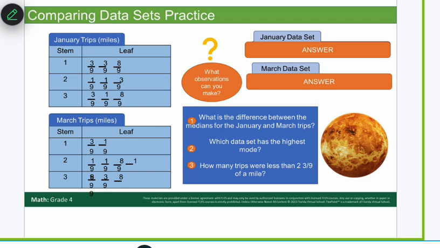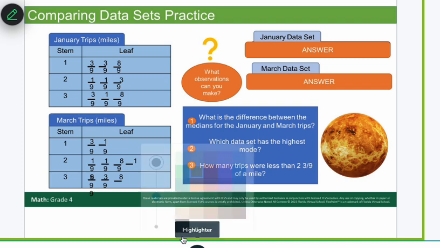So looking at a data set here, I see that I have some different things that I'm looking at in regards to miles traveled. So I see that there's 1 3/9, 1 3/9, 1 8/9, 2 1/9, 2 1/9, 2 3/9, 3 3/9, 3 1/9, 3 8/9. So different observations that I can make. Just looking right here at this data table, I can tell that my miles traveled were pretty similar and consistent.